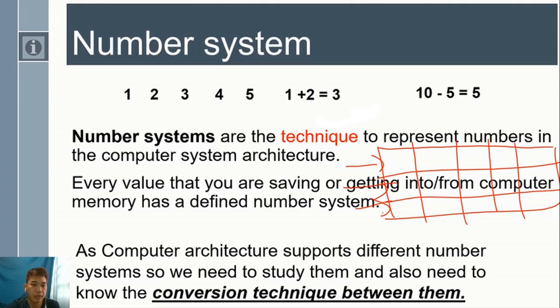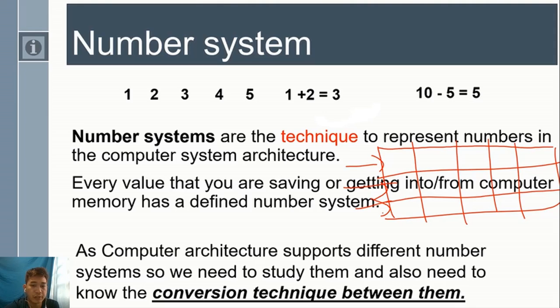Suppose I'm going to give you a number. We have 1, 2, 3, 4, and 5. So you are actually familiar with this, right? When I say 1 plus 2, based on the computation, that is equal to 3. And when I say 10 minus 5, from the computation, that is equal to 5. So we can actually understand this because ito yung ginagamit natin in our day-to-day activities. And this type of number system, ito rin yung default number system na ginagamit natin.